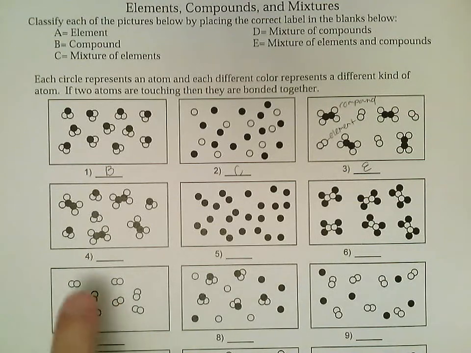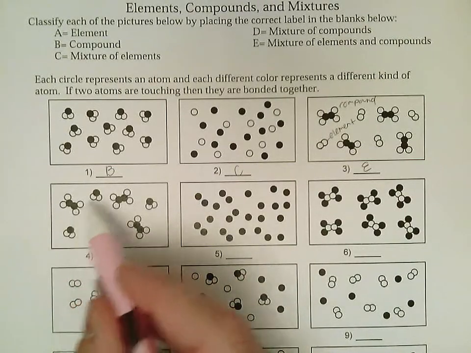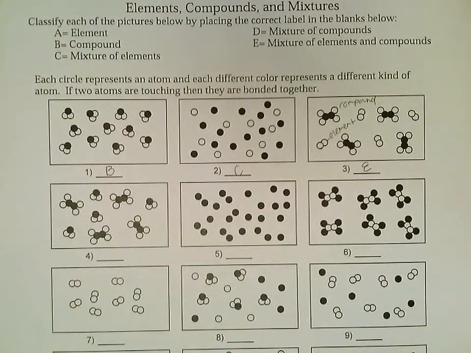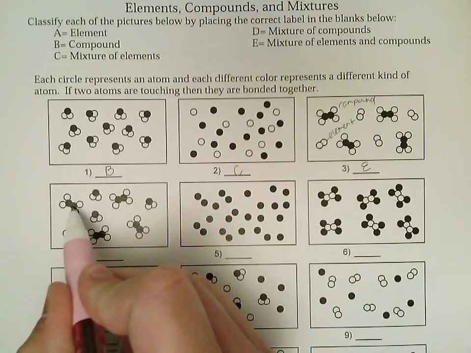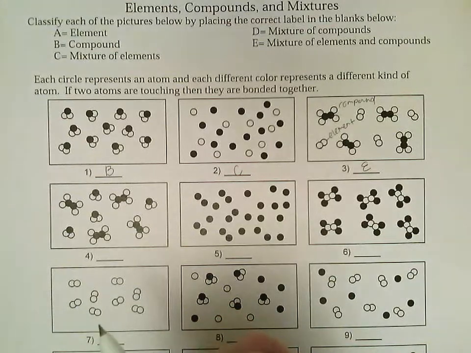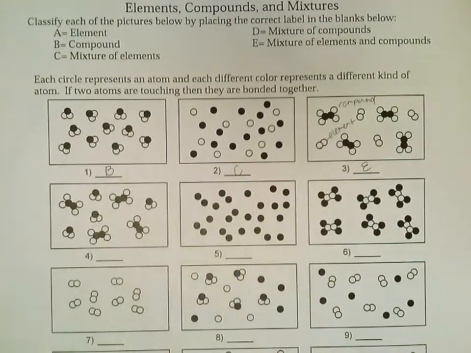Well, let's check out number 4 here. We know these are not all the same. These are definitely not the same. So we're going to have some sort of mixture. But I also need to know now, is that a mixture of elements, mixture of compounds, or mixture of elements and compounds? So checking out this first one, we have 2 different colors, so we know that has to be a compound. And right here we have 2 different colors, so we know that has to be a compound. So we're going to be looking at a mixture of compounds.